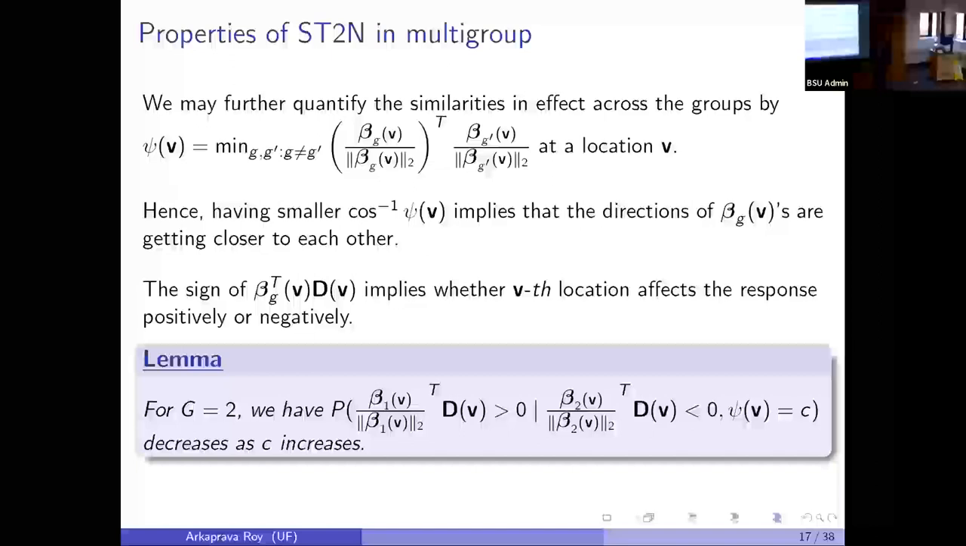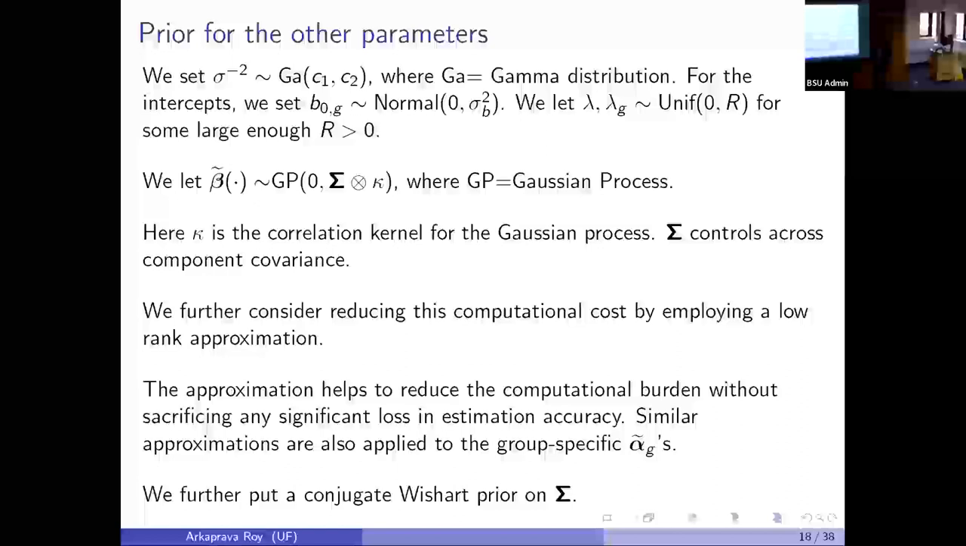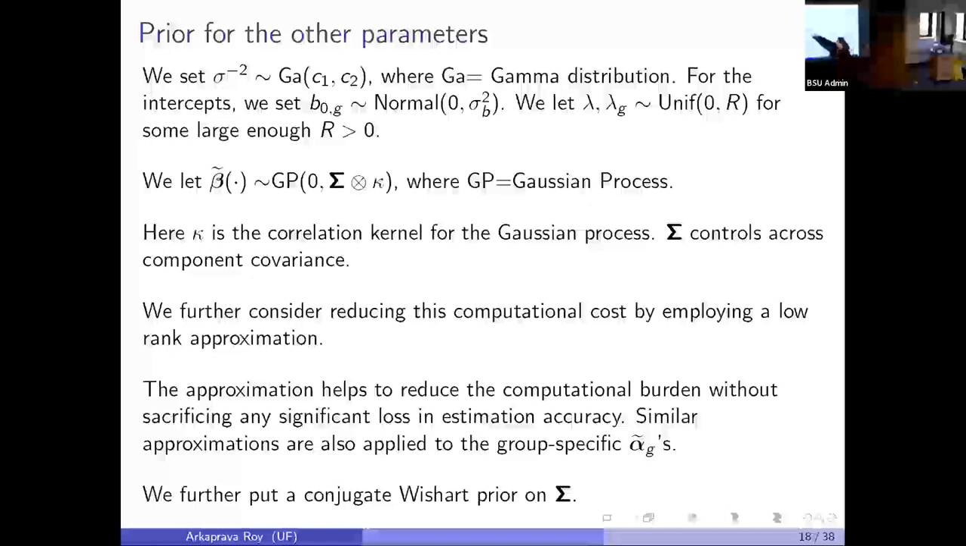I guess if you have three directions, you have three Gaussian processes defined, right? Are they related somehow? Yeah, that's what I'm coming to with the prior. So this beta tilde is the latent multivariate Gaussian process that we assume.